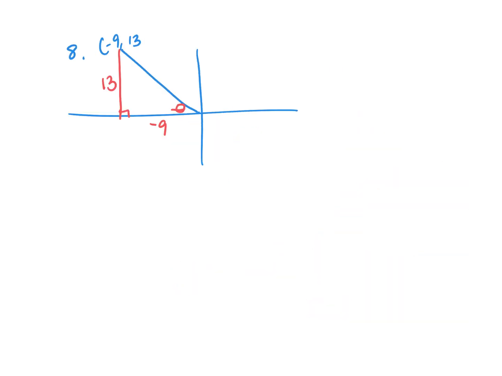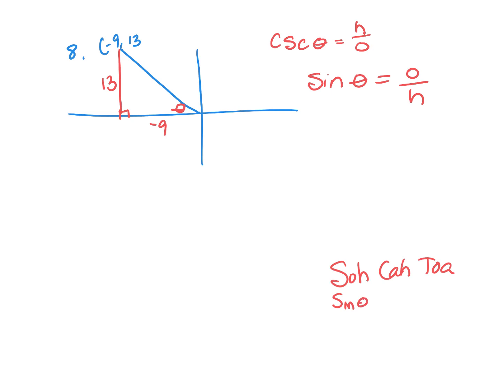So if the point on the circle is negative 9, 13, not on the unit circle, but on a circle, I need to find the cosecant. That means I need to find the sine and flip it upside down. So if sine is opposite over hypotenuse, so SOHCAHTOA, cosecant is the reciprocal of that. SOHCAHTOA, sine of an angle is opposite over hypotenuse. Cosine of the angle is adjacent over hypotenuse. And tangent of an angle is opposite over adjacent.